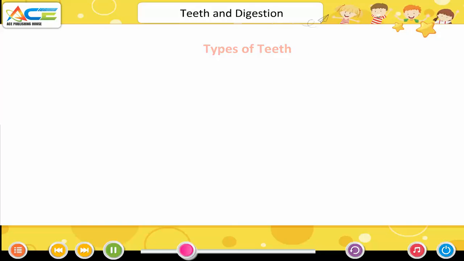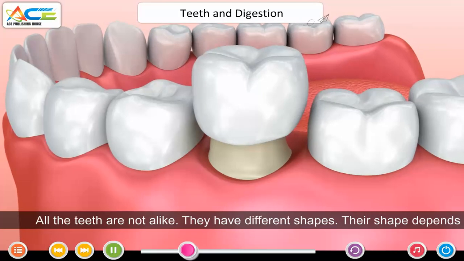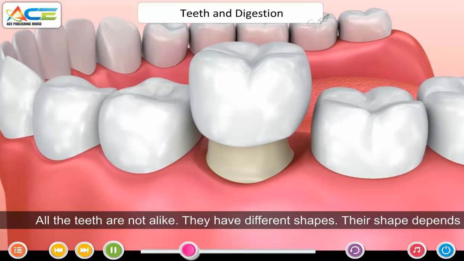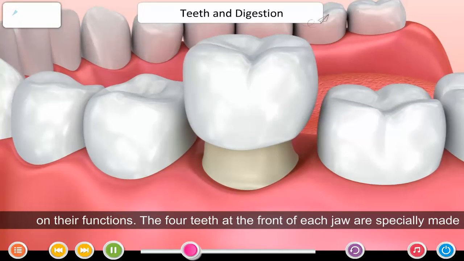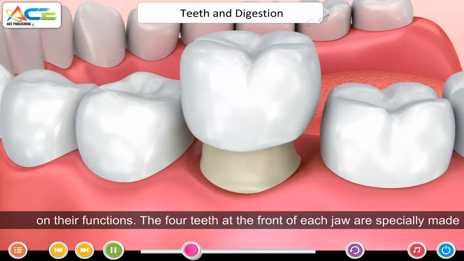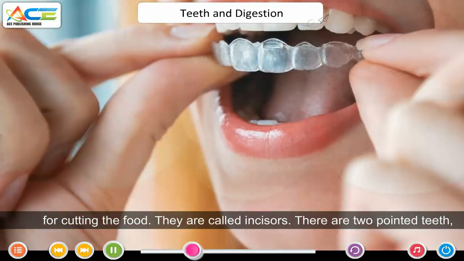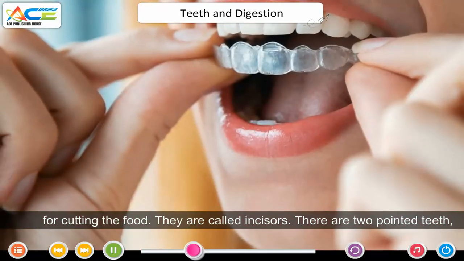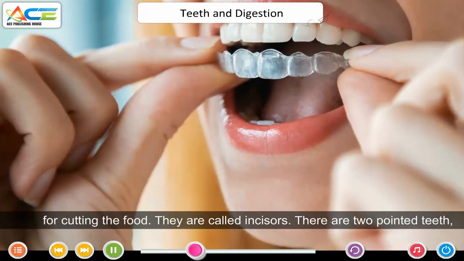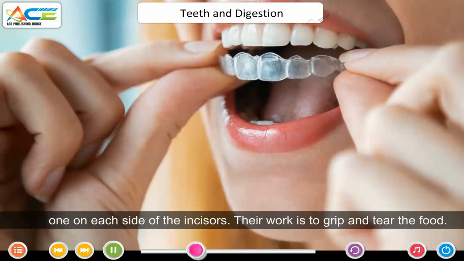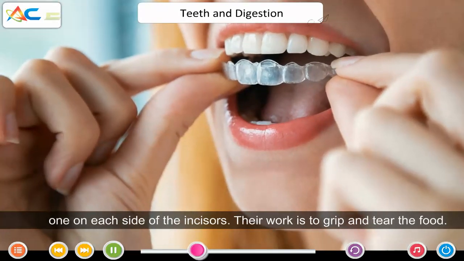Types of teeth. All the teeth are not alike. They have different shapes. Their shape depends on their functions. The 4 teeth at the front of each jaw are specially made for cutting the food. They are called incisors. There are 2 pointed teeth, one on each side of incisors. Their work is to grip and tear the food.